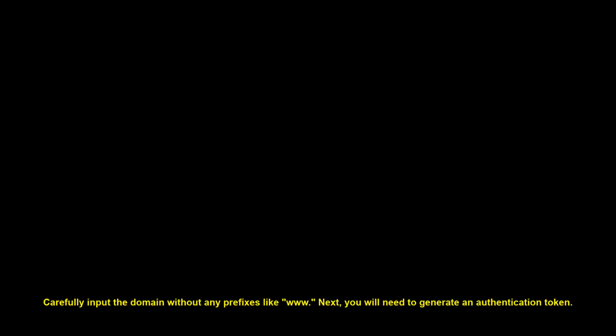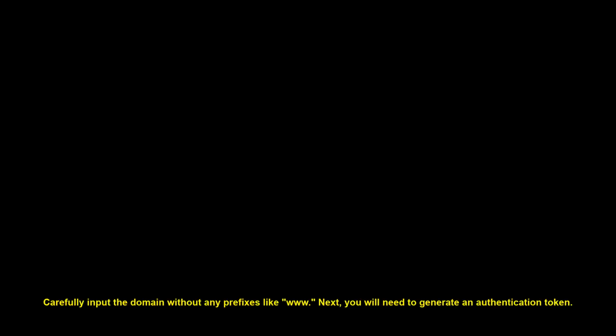Scroll down to find the keyword tracking section. Click on Connect to begin the authentication process. You will be prompted to enter your website's domain. Carefully input the domain without any prefixes like www.